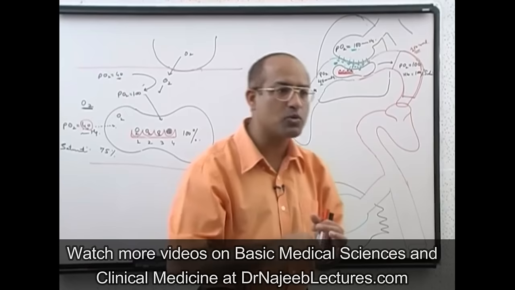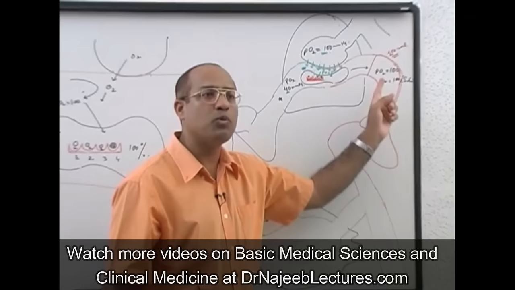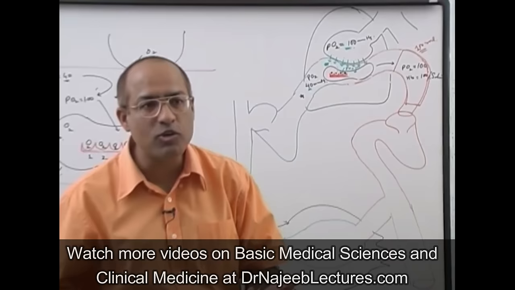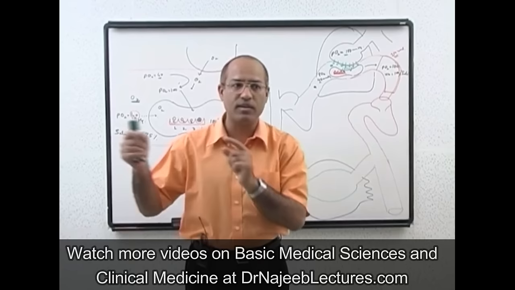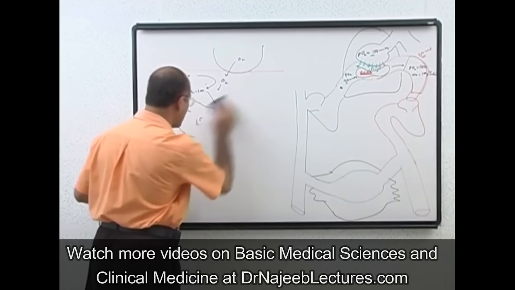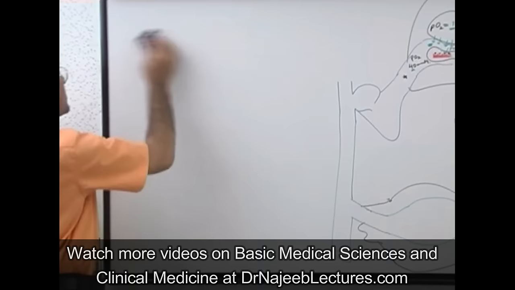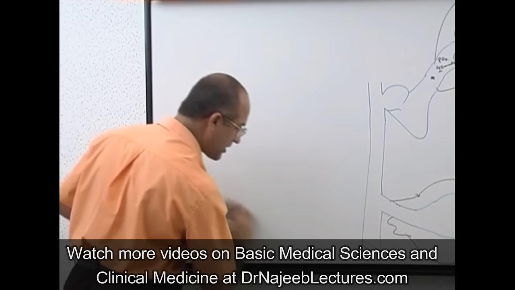So we have to develop one more concept: under the pressure of 100 millimeter of mercury, with hemoglobin 100% saturated, what is the capacity of blood to carry oxygen, and what is the real amount of oxygen there? We'll calculate that. Any confusion up to now? No confusion? Maybe you are not listening to the lecture. Some people who sleep well during the lecture somehow never get confused.